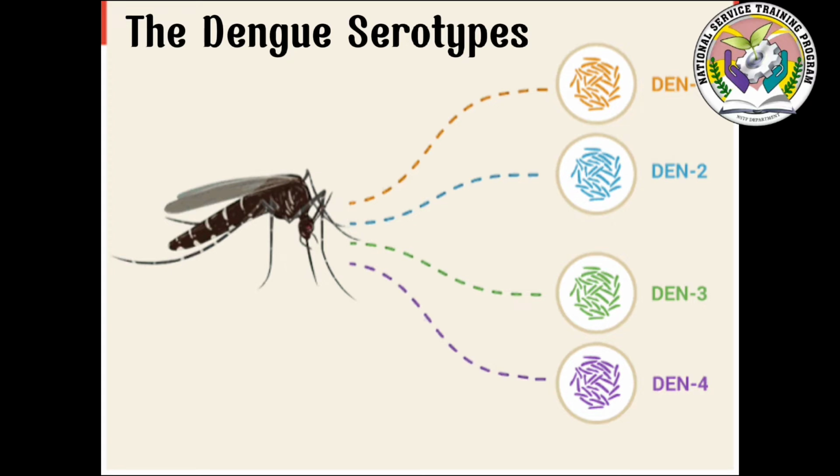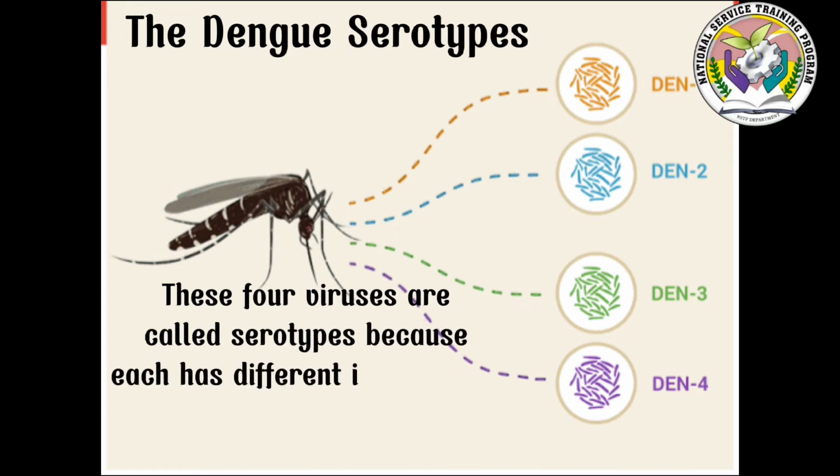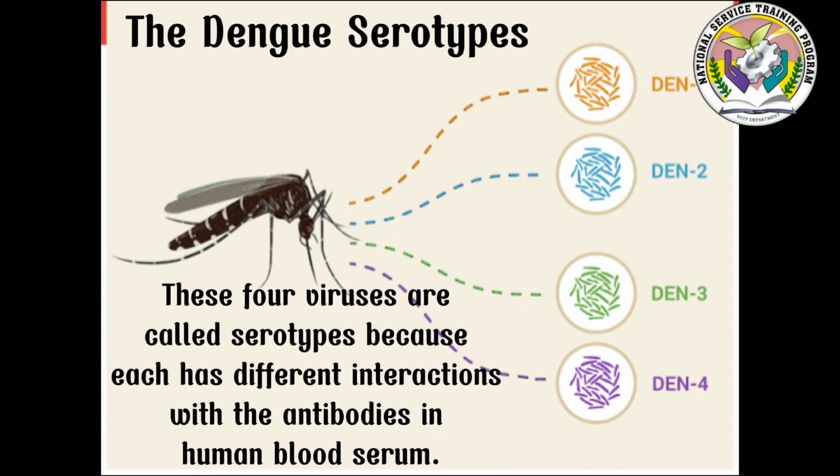So these are the dengue serotypes. Dengue infections are caused by 4 closely related viruses named dengue 1, dengue 2, dengue 3, and dengue 4. These 4 viruses are called serotypes because each has different interactions with the antibodies in human blood serum.